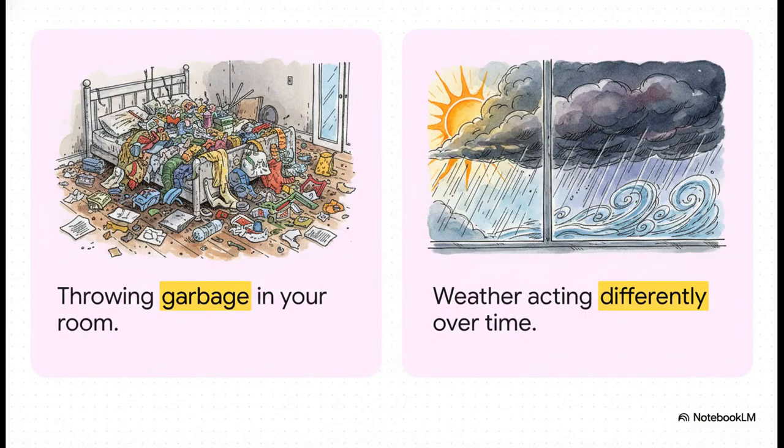Think of it this way. Pollution is immediate, localized contamination. It's like actively dumping waste into an enclosed space, like literally throwing garbage right into your room. Climate change, however, is the long-term atmospheric reaction to that ongoing contamination. It's the weather itself acting completely differently over time, fundamentally altering the conditions of the environment over decades.